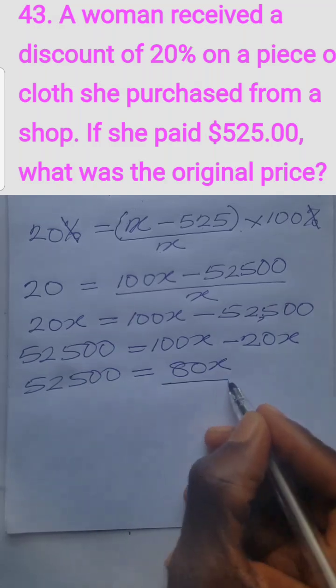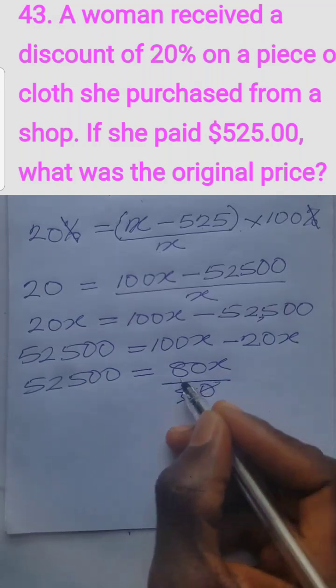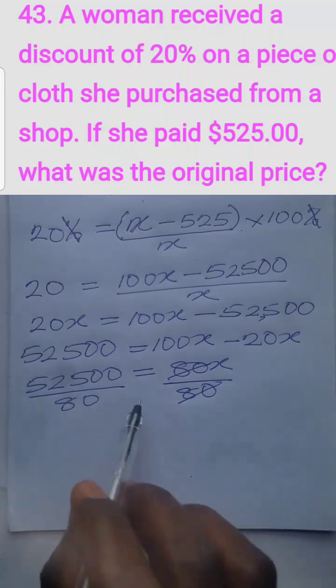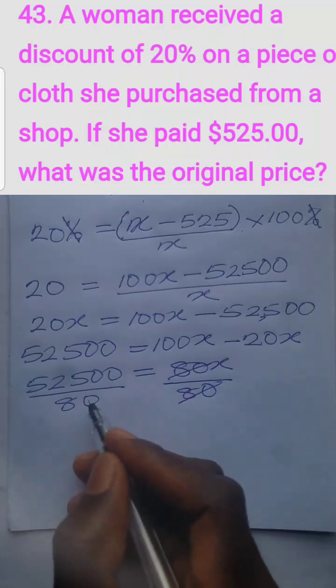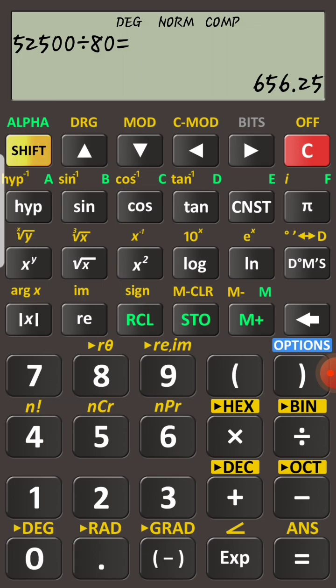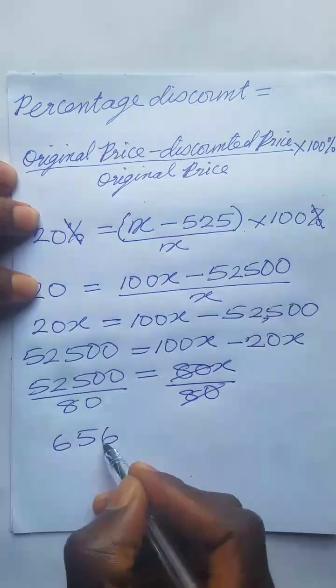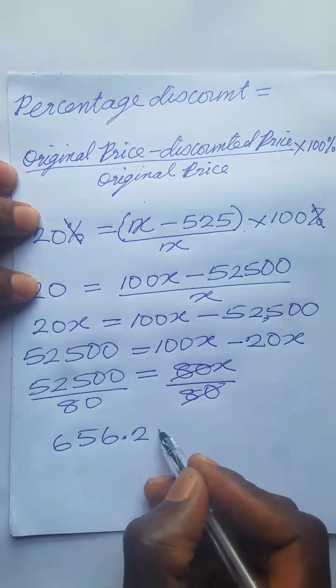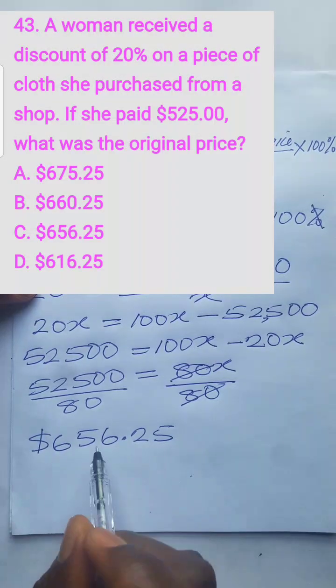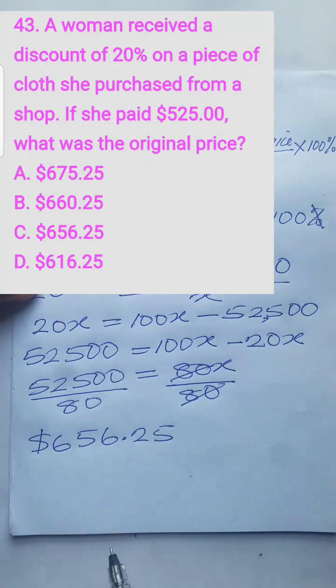At this point, I can divide both sides by 80, right? So you punch your calculator. What is the answer to that? $156.25. Put our dollars back, and that is option C.